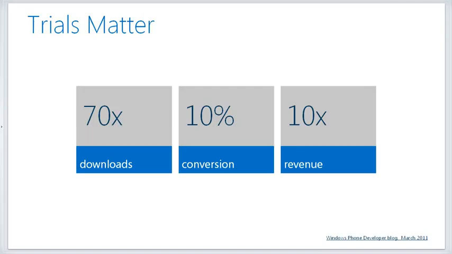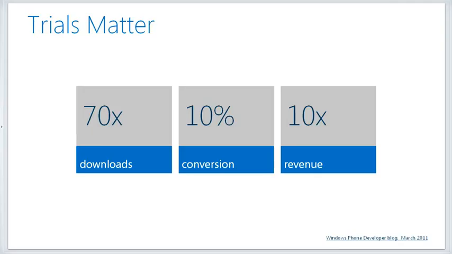There's also about a 10% conversion rate, where they actually go ahead and buy that, they convert from a trial all the way to the fully bought paid version. And paid applications with trials tend to make about 10 times more revenue. These are just some really quick numbers. There's actually a post on the Windows Phone developer blog that goes into this in a lot more detail. Ping me if you want, and I'll give you the full link. But it's really interesting information.